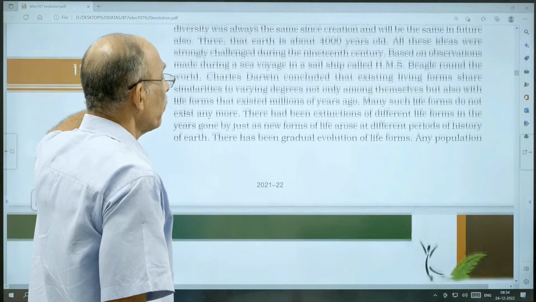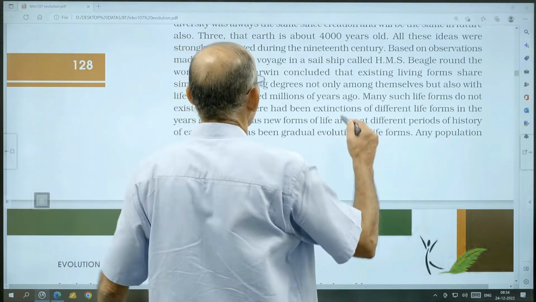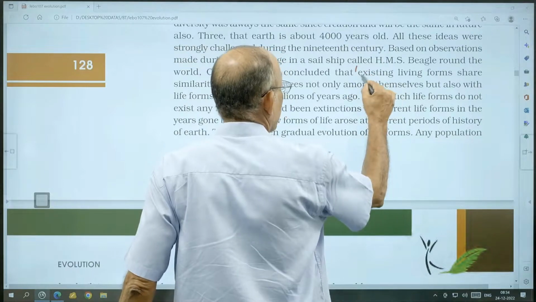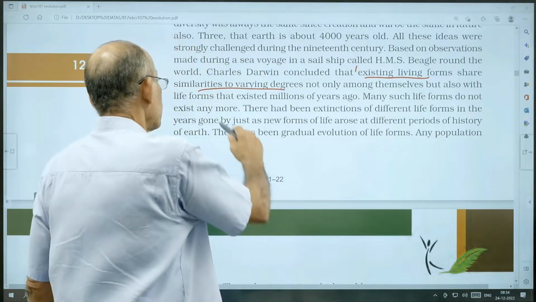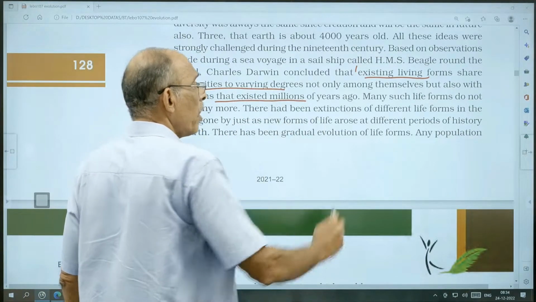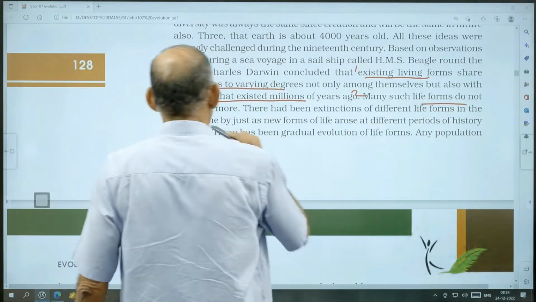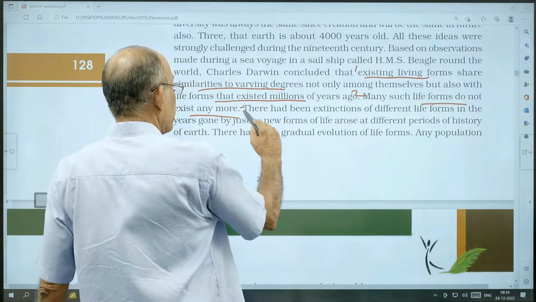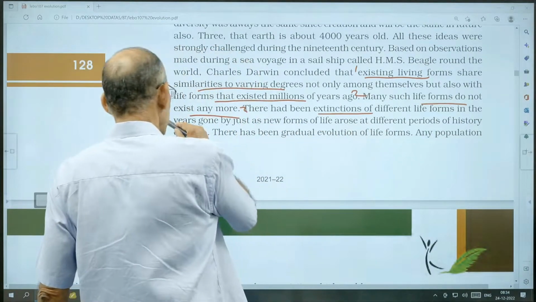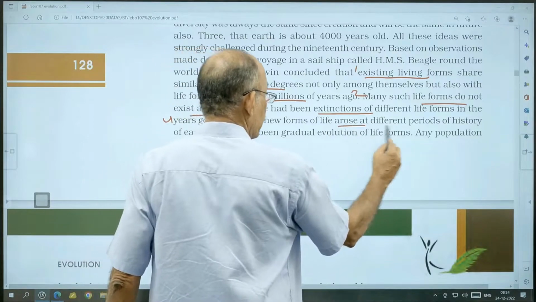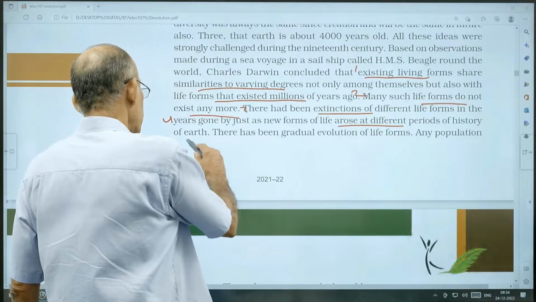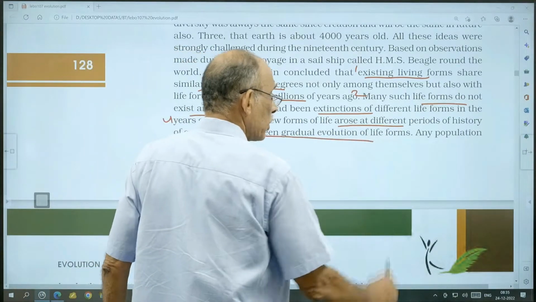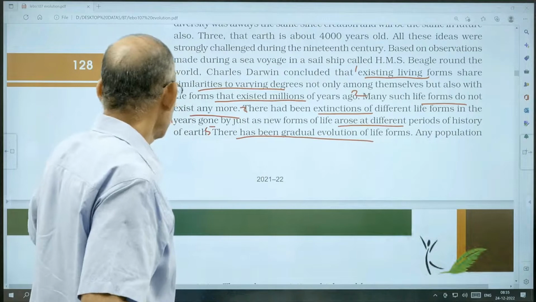So there are five points. First, existing forms have varying similarities among themselves, but also with those that existed millions of years ago. Second, many such life forms do not exist anymore. Third, there have been extinctions. Fourth, different new forms of life arose, that is, new forms have evolved. Fifth, there has been gradual evolution of life forms. Those were the five fundamental points of Darwin.